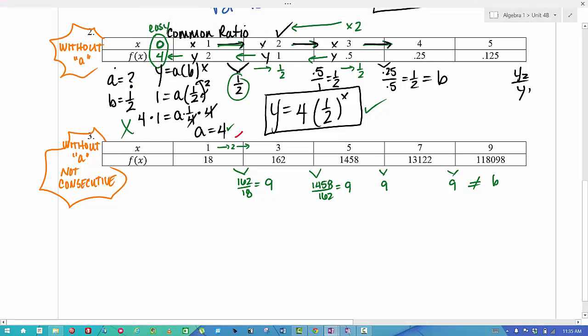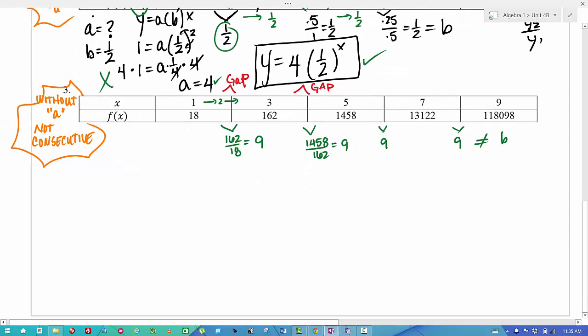So to account for these gaps in our sequence, where the terms are not consecutive, what we need to do is take the root of however big the gap is. Whatever the number of the gap, in this case, notice our gap is 2. What we need to do is take that number and take the root of whatever that gap is.